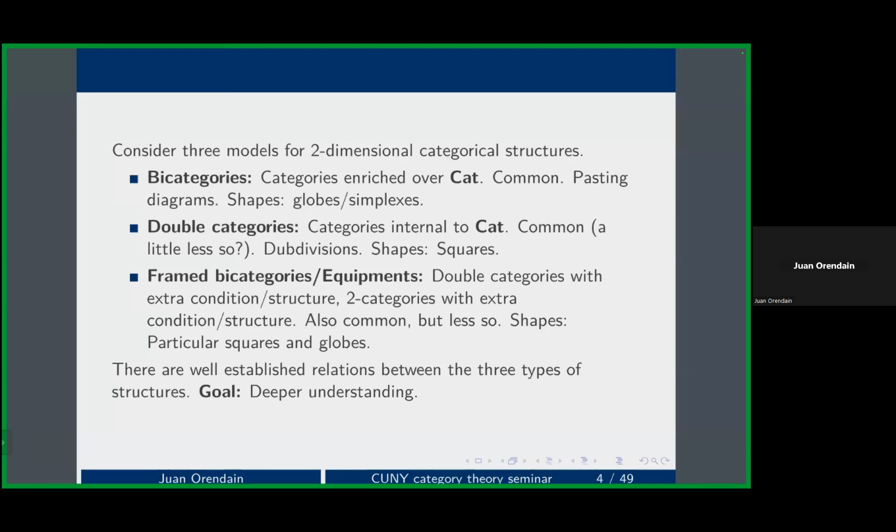Double categories and frame bicategories, it is less clear what their relation is. So frame bicategories are double categories, but can every double category be made into a frame bicategory? That's a different question. Now, the goal of this program is to understand the relation between these three things at a deeper level, especially the relation between bicategories and double categories, but frame bicategories play a very important role.